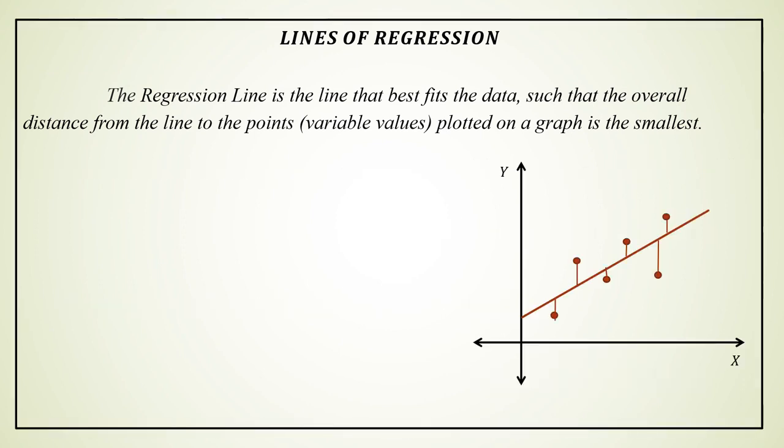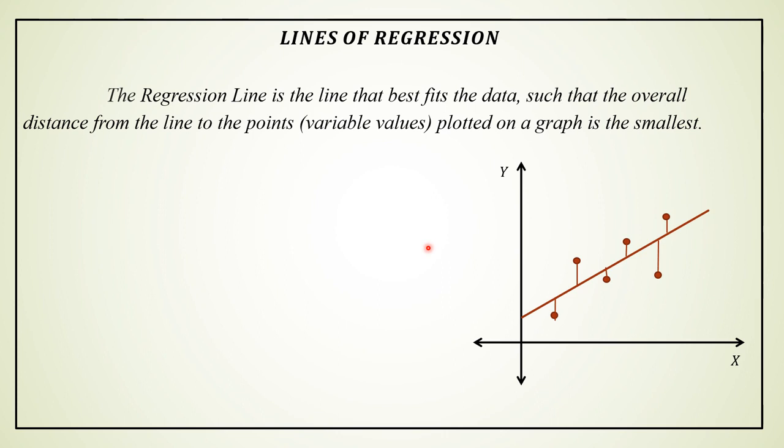Next is lines of regression. The regression line is the line that best fits the data such that the overall distance from the line to the variable values plotted on the graph is smallest. That means you are going to find a linear equation that can be used to predict the values of one variable based on the other.